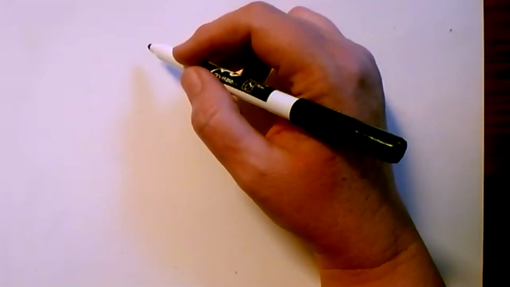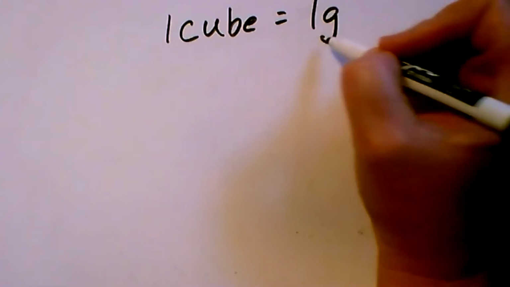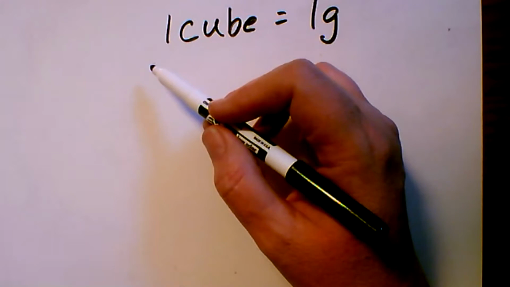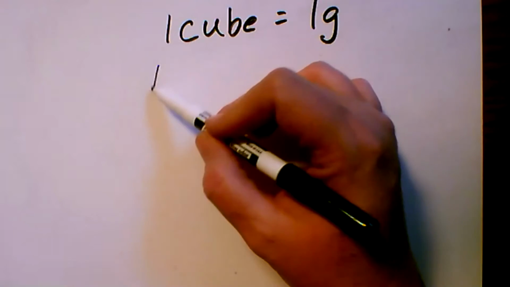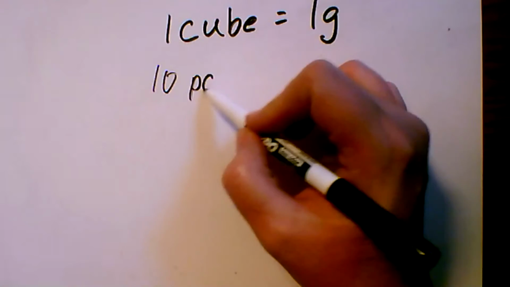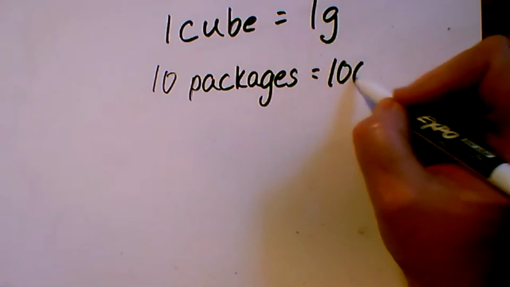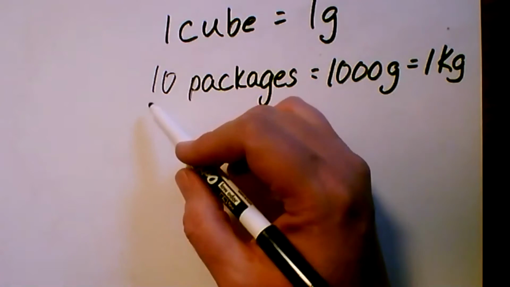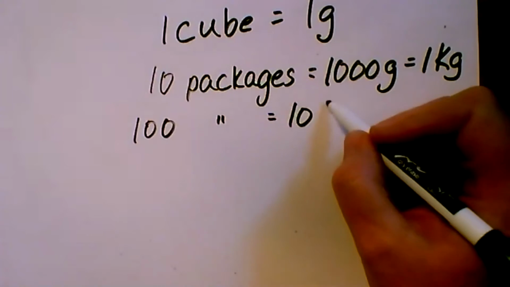Okay, so for problem number 2, each little centimeter cube weighs 1 gram. So 1 cube equals 1 gram. And 100 cubes come in a package. So how many packages do you need to weigh 10 kilograms? Well, 10 packages equals 1,000 grams, which is 1 kilogram. So we need 100 packages to equal 10 kilograms.